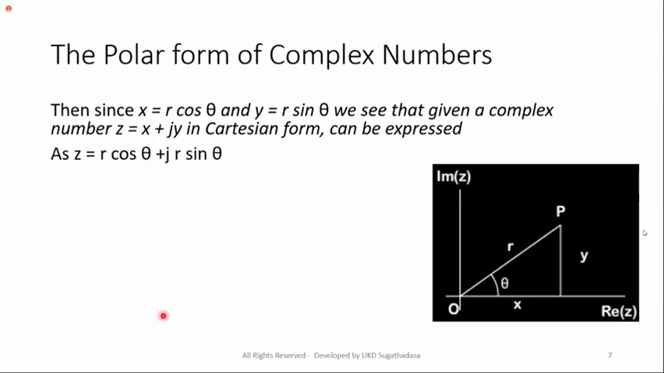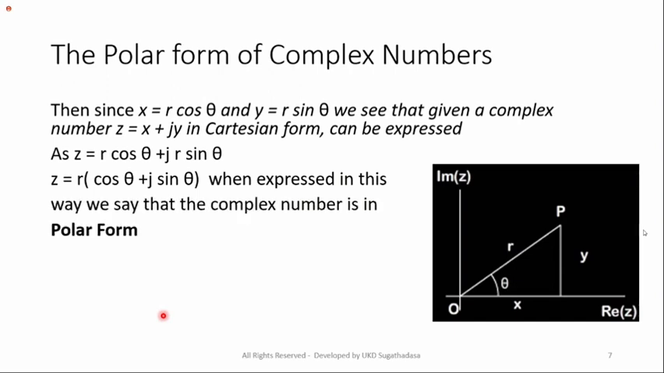Therefore, we can write Z equals, what is X? R cos theta. What is Y? j Y, R sin theta. Now take R out of the bracket, you get Z equals R times (cos theta plus j sin theta). This is the polar form of the complex number, right? When expressed in this way, we say that the complex number is in polar form.